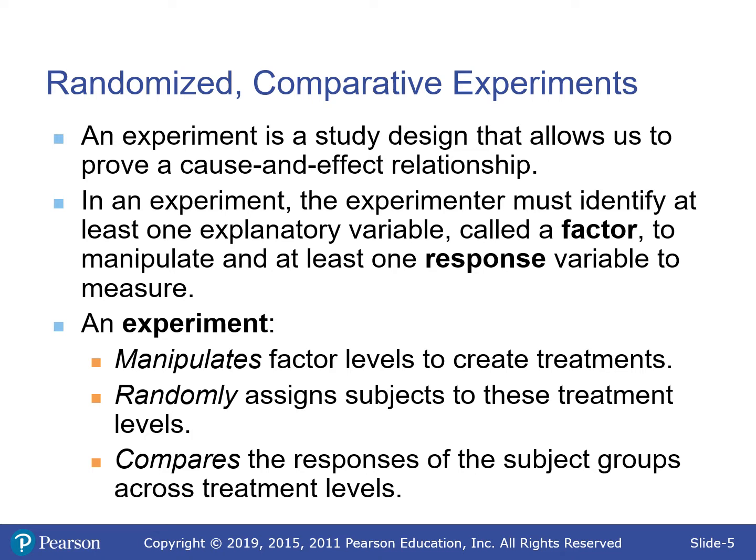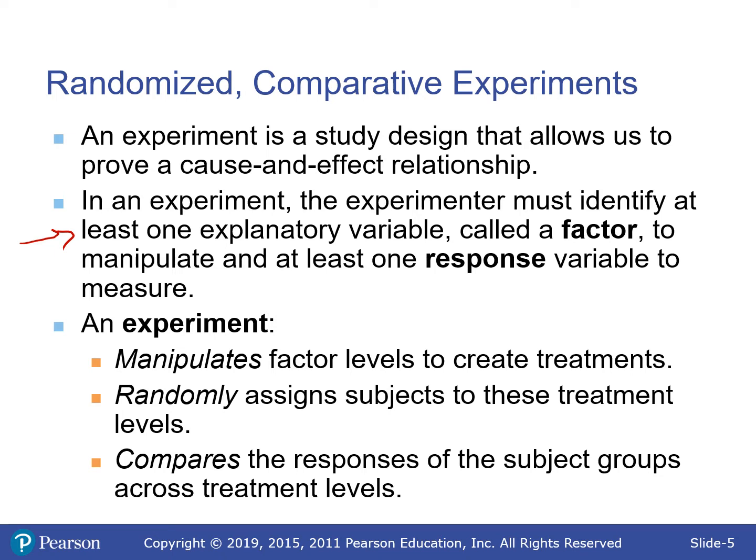So, the key point of an experiment is the experimenter must identify at least one explanatory variable, called a factor, and manipulate at least one response variable to measure. And then they randomly assign groups. An experiment imposes a treatment. The experimenter says, you're going to take this, or you're going to do this. And then the subject actually has to do that, or take that. I mean, that's part of being in the experiment.